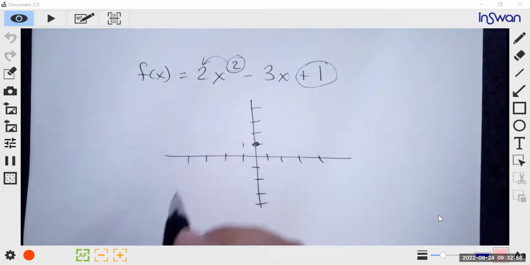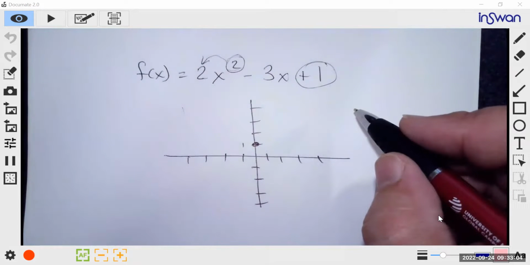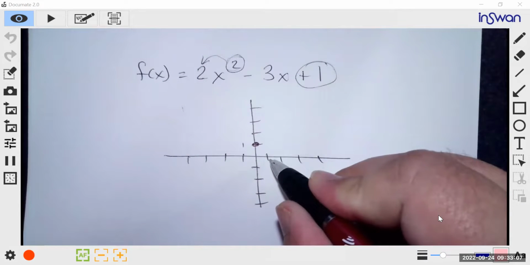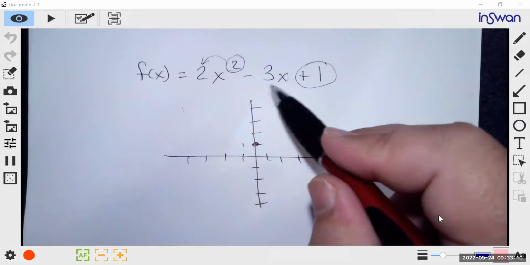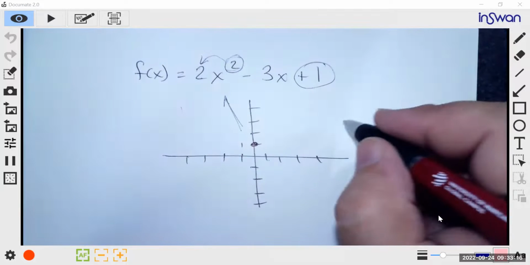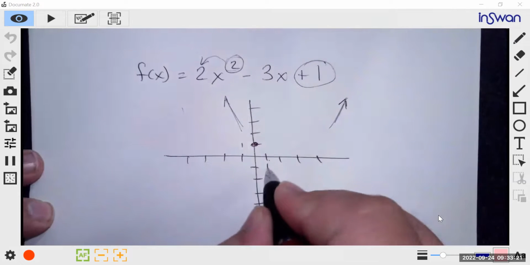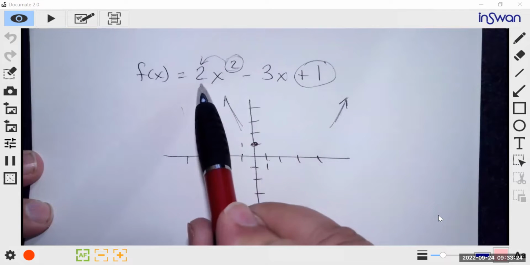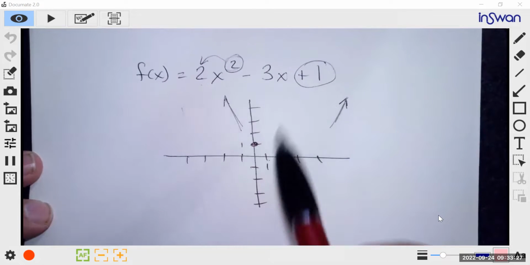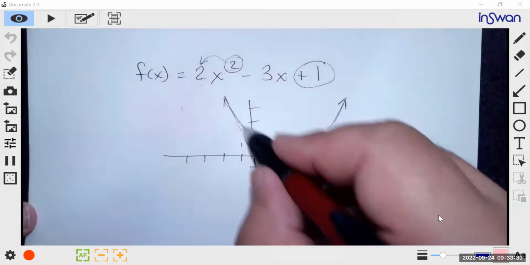So let's see here. Is it going to be on this side or is it going to be on this side? Let's plug in a value, 1. So 2 minus 3 is negative 1. So it's right here. It'll look something like this. Because if I put 1 inside the equation, 2 minus 3 plus 1 equals 0. So the graph will look something like this.